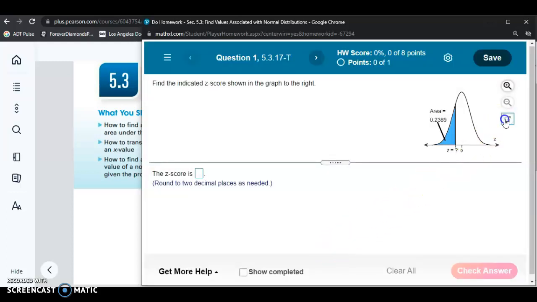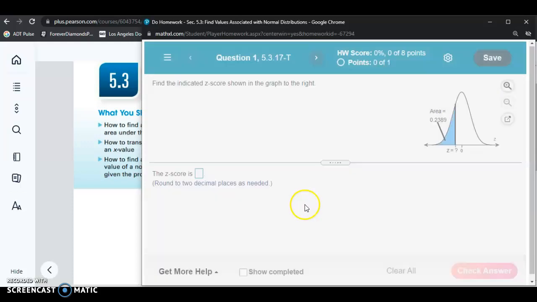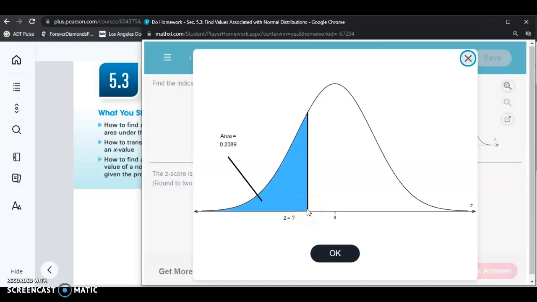You can see in the diagram that this z-score is to the left of 0, right? So here's 0, which is in the middle of the curve. Any number to the left of 0 on a number line is going to be negative. So you know that this particular z-score is going to be negative because it's to the left of 0. Any z-score to the left of 0 is going to be negative.